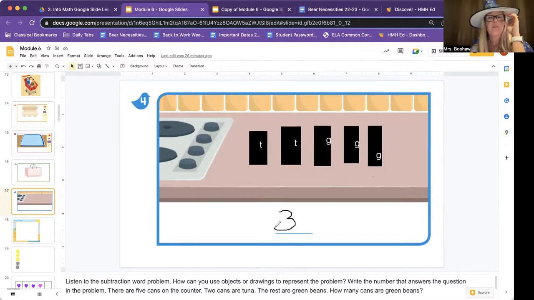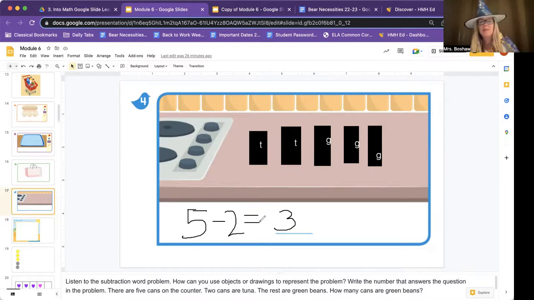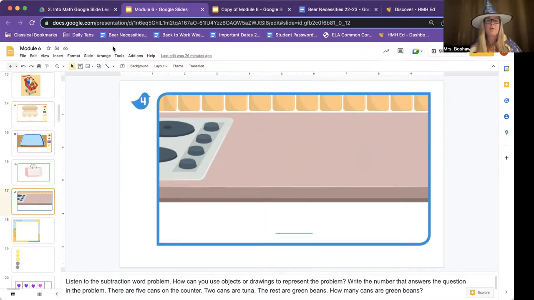And do you think you could figure out what the subtraction equation would be? How many cans did we have to start with? And then we knew that 2 of them were tuna. So how many are green beans? All right, pause this while you do that problem, okay?